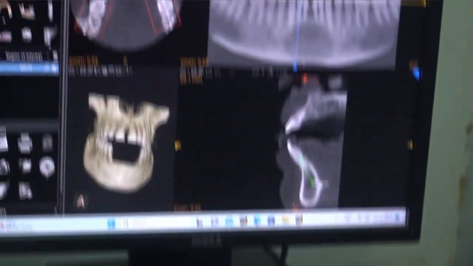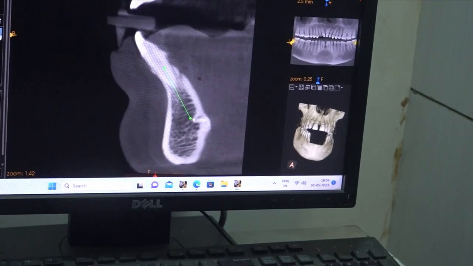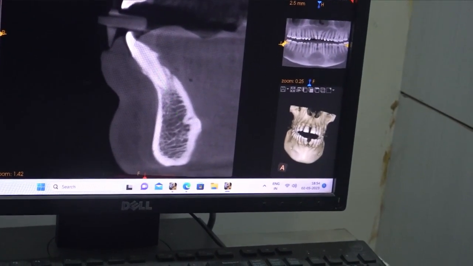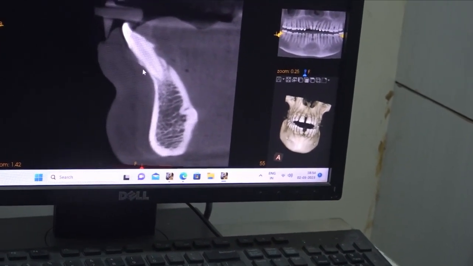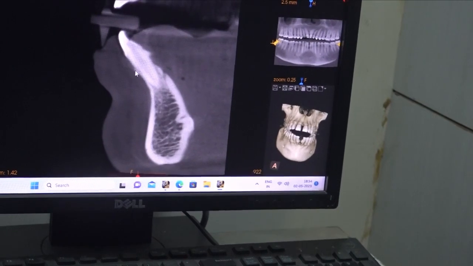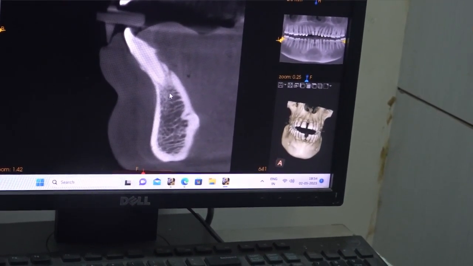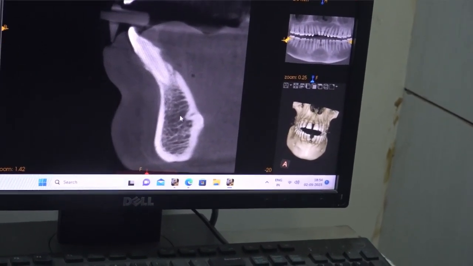Now we will select a 4-2. This is the 4-2 cross section. Now see the labial plate. There is severe bone loss crestally, buccal and labial. But from here the alveolar bone is good. This is the intramedullary bone. It is not very much cortical.